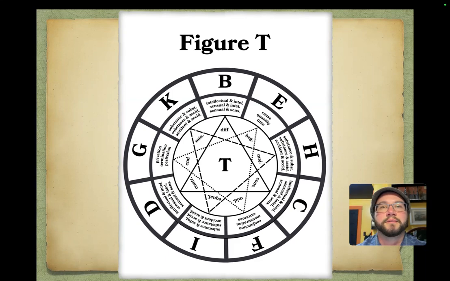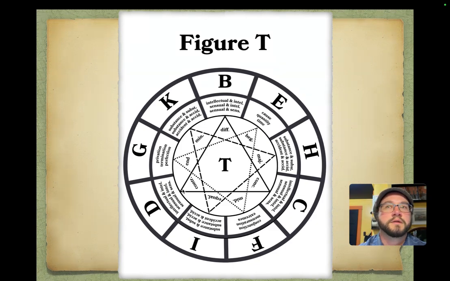Okay, here we are with figure T. We've seen this diagram before, but we'll go over it again. So in this one, again, the letters appear to be out of order around the outside because they are attached to these triangles. So this first triangle is B, C, and D, difference, concordance, and contrariety. I'm going to talk about that first triangle today.